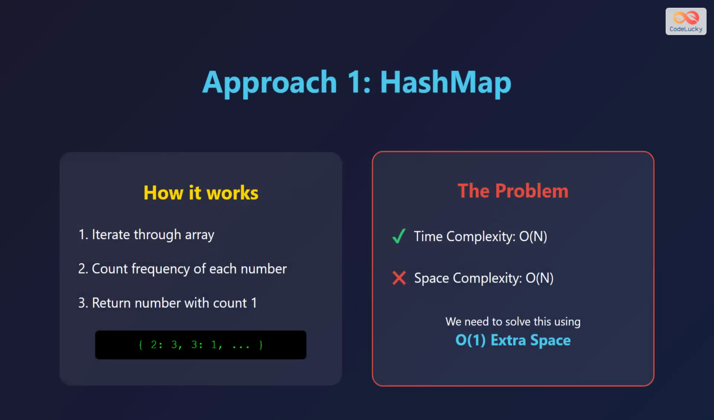A common first thought is to use a hash map to count frequencies. You iterate through the array, counting how many times each number appears. Then you look for the number with a count of 1. While this is correct and runs in linear time, it requires linear space to store the counts. The challenge demands we solve this with constant extra space.